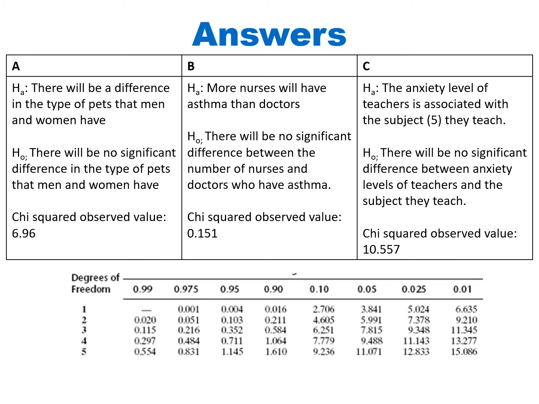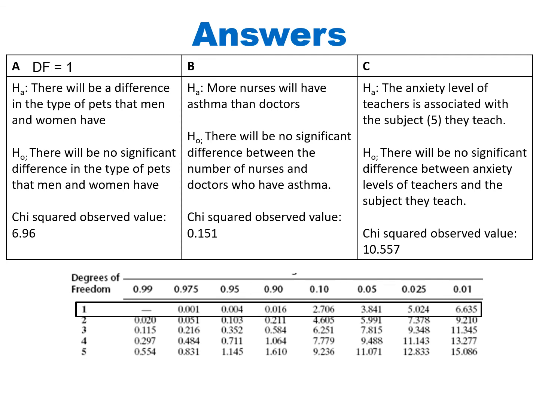Well, in A, we have 2 categories. We have men and women. So our degrees of freedom would be 2 minus 1, which would give us 1 degree of freedom, which means we're dealing with the top row of numbers. If we look there at the 0.05 level, our critical value is 3.841. Our chi-squared value is greater than that, which means we are on the right-hand side of our probability table, which means that we would talk about it in terms of significance.